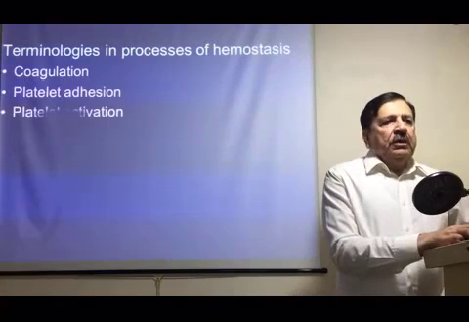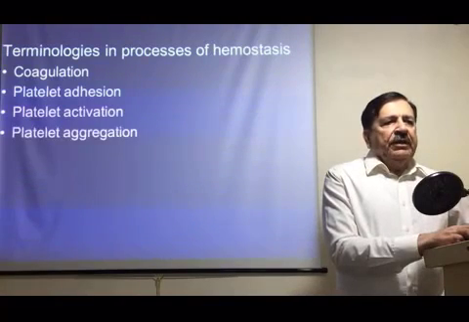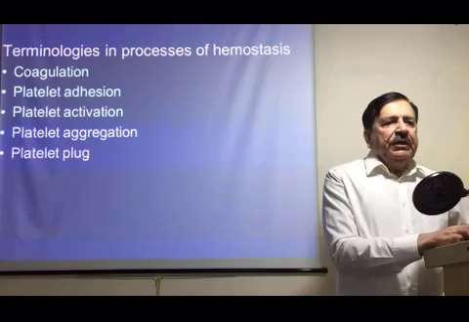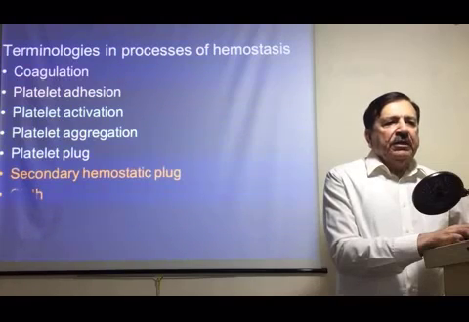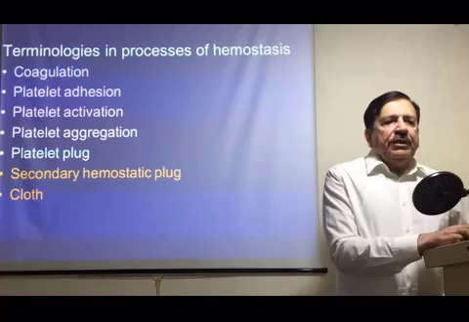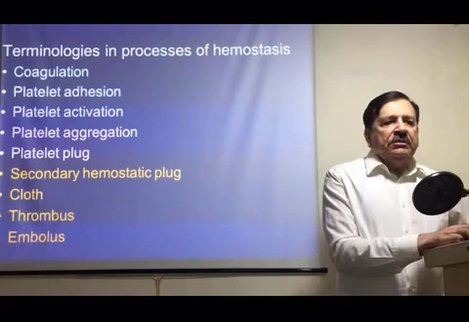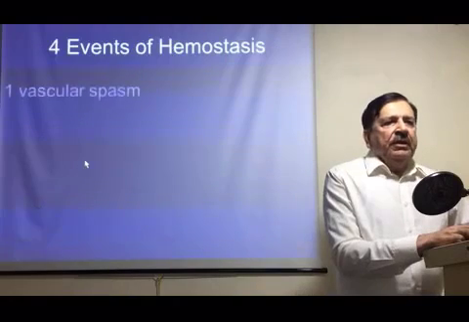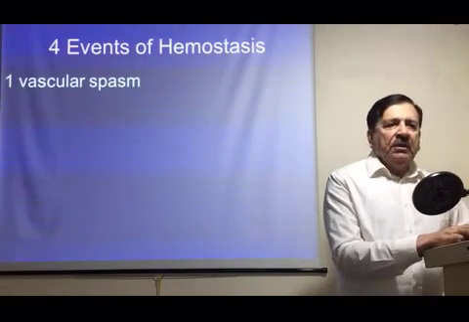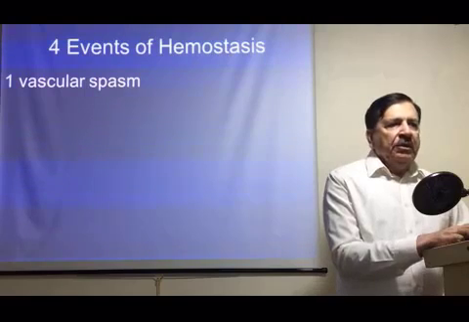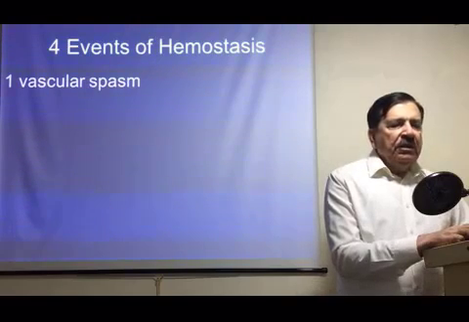Coagulation. So now we know coagulation, platelet adhesion, platelet activation, platelet aggregation, platelet plug, secondary hemostatic plug, and clot, thrombus, and embolus. This we will discuss in coagulation, and up till now we know these terminologies. Events of hemostasis. There are 4 major events in hemostasis.